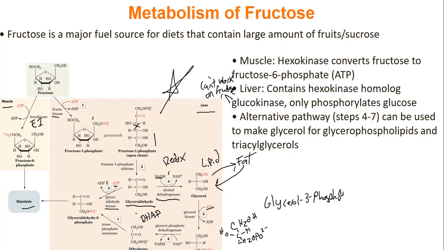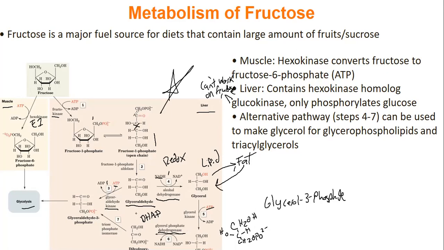We can take this glycerol 3-phosphate and more or less do the reverse of what we just did in step 4, right? Do another dehydrogenase, but this time make NADH to make DHAP. And we already looked at this reaction, but DHAP through triose phosphate isomerase can remake glyceraldehyde 3-phosphate. So that's how fructose can be fed into metabolism.